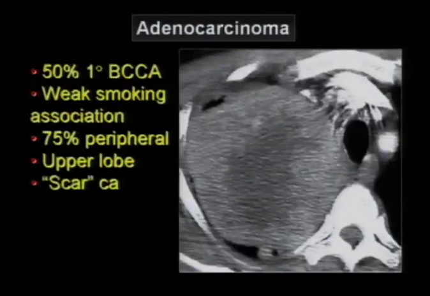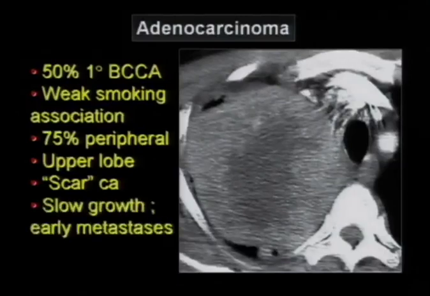It's the lesion that tends to be associated with scars, and whether or not the scar actually plays some role in the pathogenesis is uncertain. But when you see a nodule developing in a region of scarring or fibrosis, you worry about adenocarcinomas. And pathologically, it's characterized by slow growth, but unfortunately, it tends to metastasize early. That's one of the reasons it's associated with poor survival.